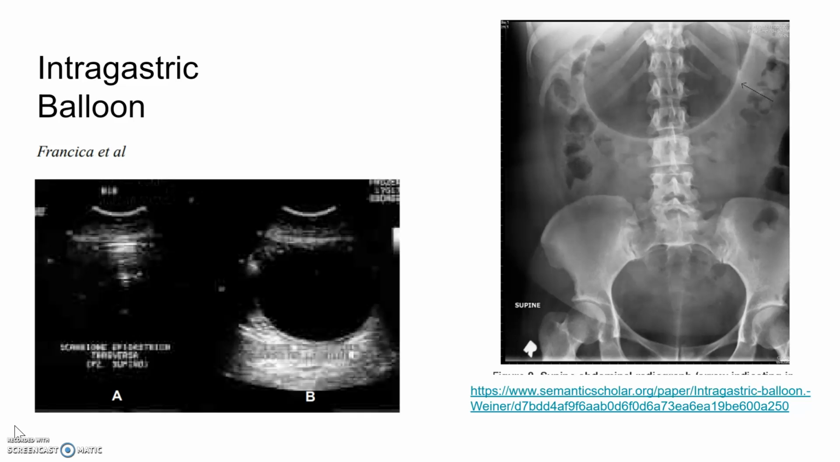These last images that we will look at are the intragastric balloon. The image on the left shows an ultrasound of the intragastric balloon. On the right, you can see where the intragastric balloon is placed in the body. It is placed in the body of the stomach to reduce the amount of food that can be consumed.